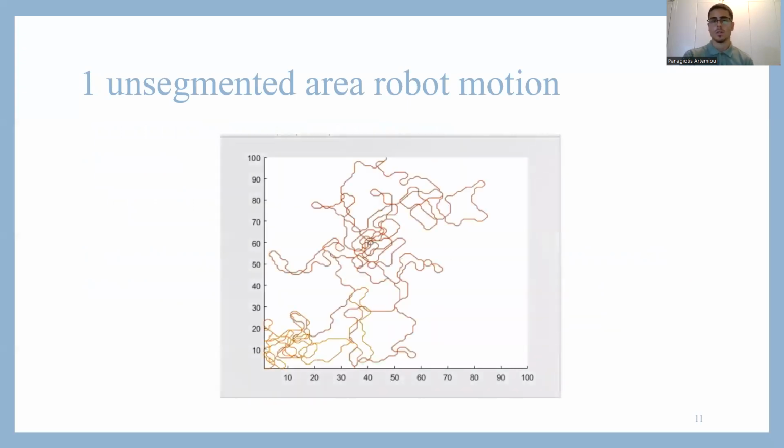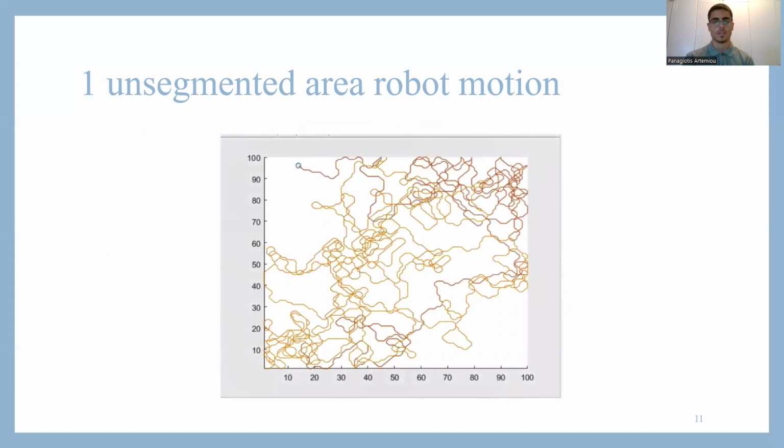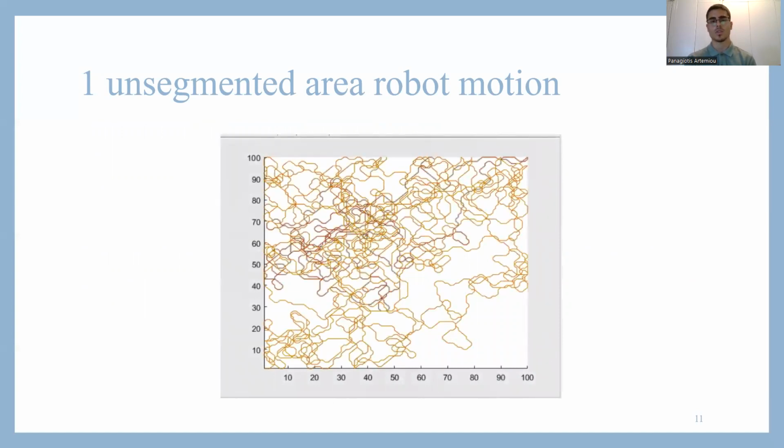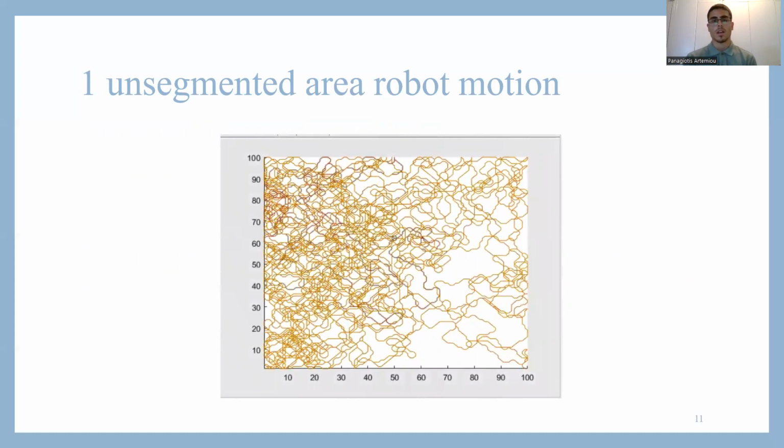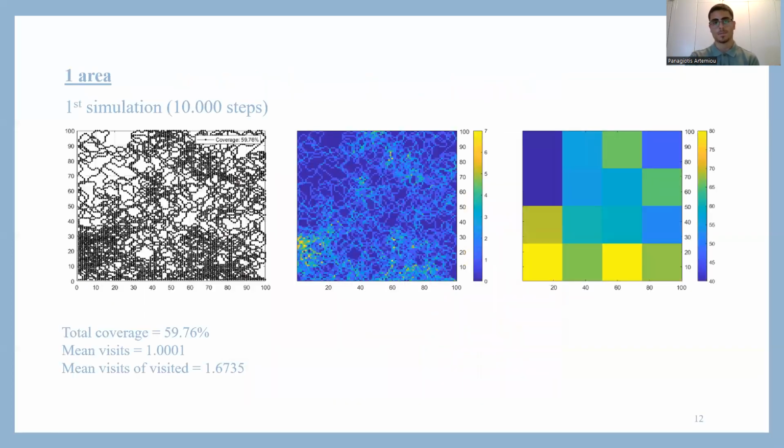We presented only one of its patterns. Here you can see the motion of the robot, which is really smooth. It visits almost the whole area, but we can see that there are some areas that remain unvisited or visited mildly, and some other areas that are visited multiple times.